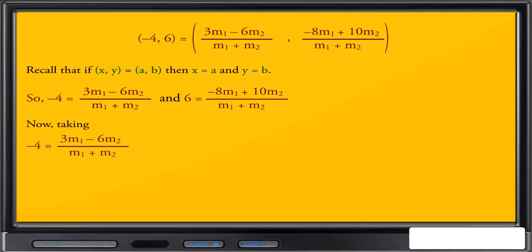Now, taking -4 is equal to 3m1 minus 6m2 upon m1 plus m2, this gives 7m1 is equal to 2m2. We have m1 is to m2 is equal to 2 is to 7.